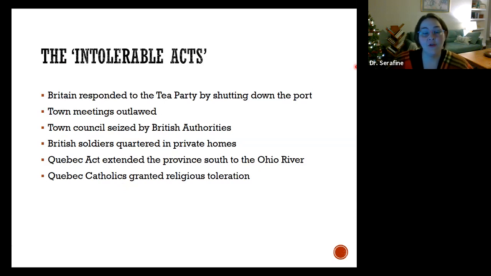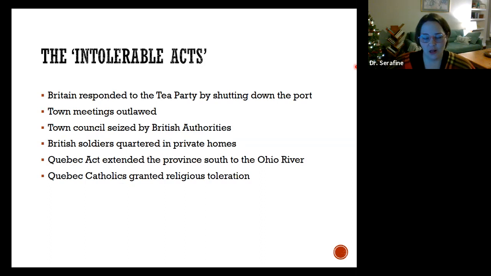The town council is seized by British authority. You know, of course, that British soldiers can be quartered in private homes now. And this is going to be a weird one. They extended the Quebec Act into the Ohio River Valley. You're like, what's the Quebec Act? It granted religious toleration. Basically, it told all those people that had been in Quebec under the French that were Catholic, you can be Catholic in this new English colony.